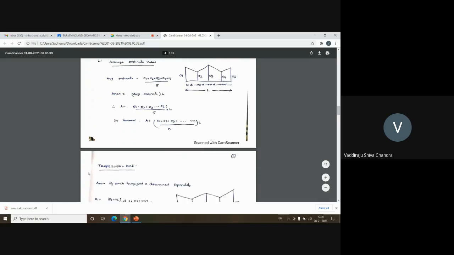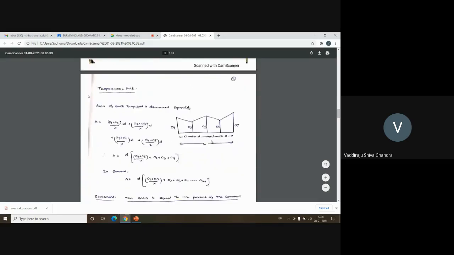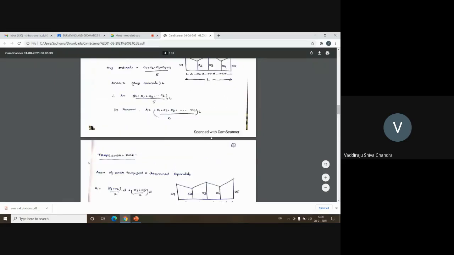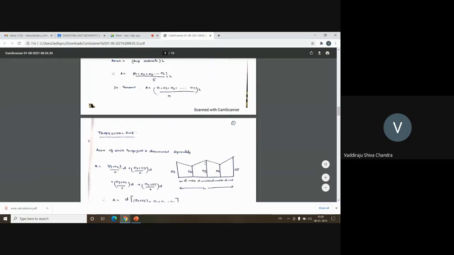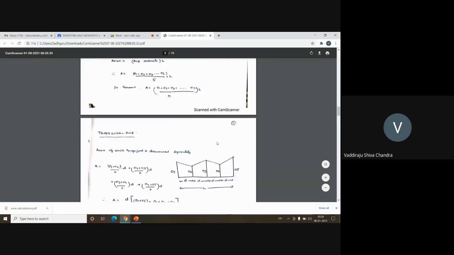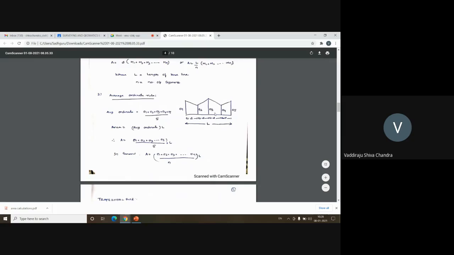But in order to counter that, we have the trapezoidal rule, where we determine the area of each trapezoid separately. In the average ordinate rule, you're taking the average of all ordinates. But in the trapezoidal rule, we determine the area of each trapezoid separately. So whatever error occurs in this trapezoid is limited to only this trapezoid. In the earlier case, whatever error occurs, it can happen at any place, because you are considering all the ordinates.